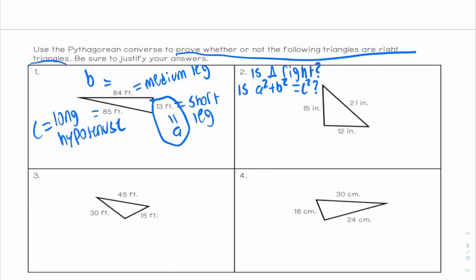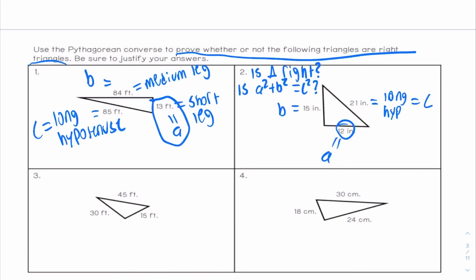Then for our facts, we're going to say 21, that's the long side, so that's the hypotenuse, and that also means that it's the letter C. 12 is the shortest one, so that's going to be A. 15 is the medium one, and I want that one to be B. Which one of those two short sides is A and B doesn't really matter, but that's just how I like to do it. Short one's A, medium one is B.